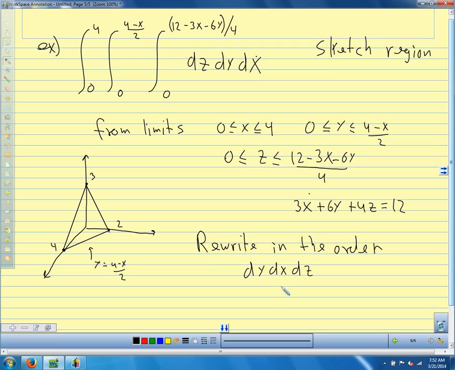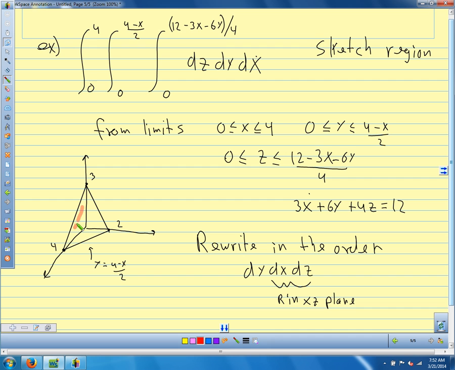Well, in this order of integration, this is a region in the xz plane. So we're talking about this little triangle over here. And we're thinking of y as our height above the plane. So y is our distance to our surface. So our region that we're talking about here is this little triangle in the xz plane, and y is our height function. You can think of it that way.